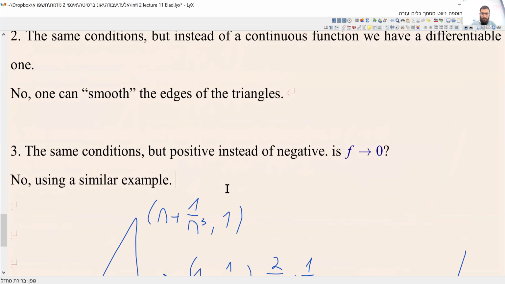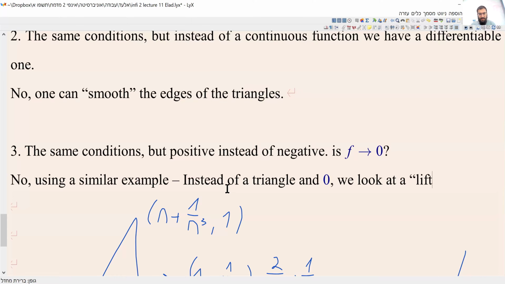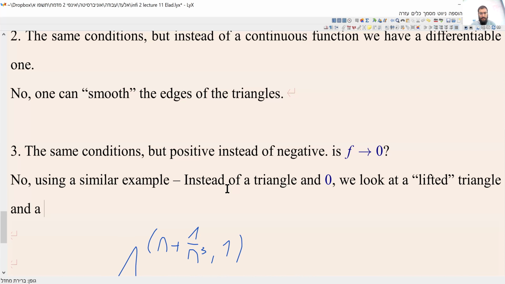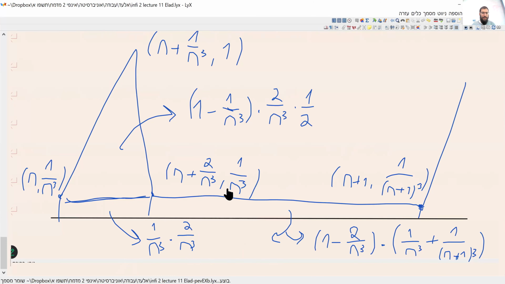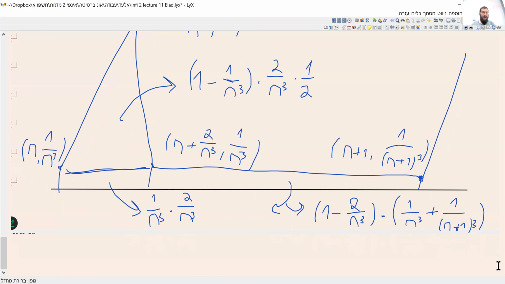Using a similar example, instead of a triangle and 0, we look at a lifted triangle and a trapezoid. And let's do the job.